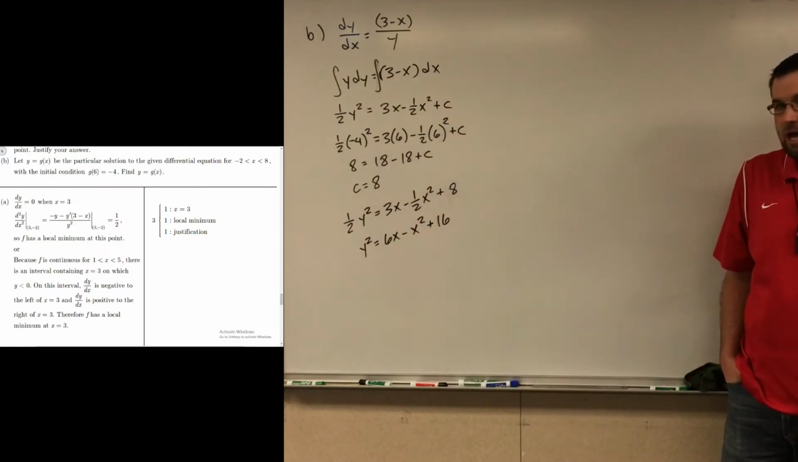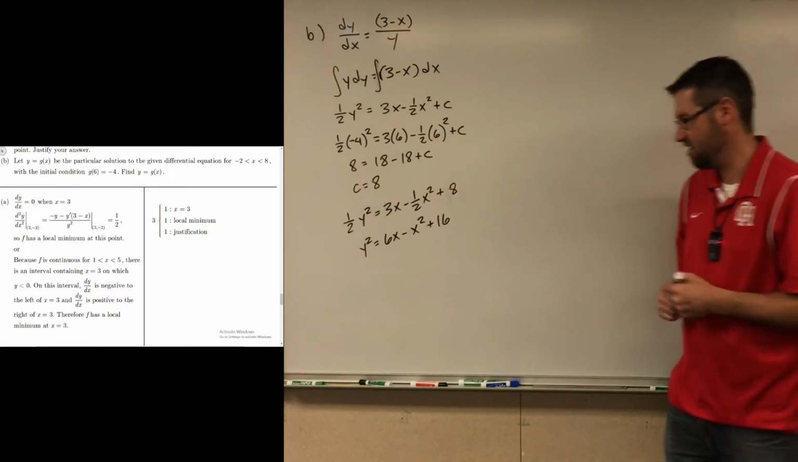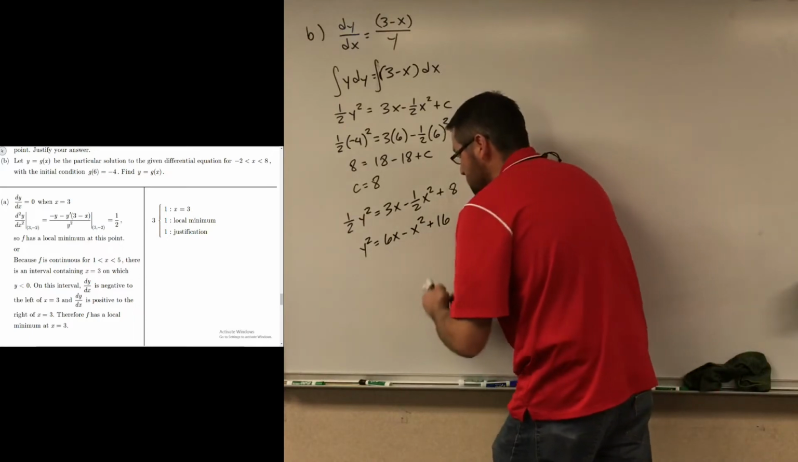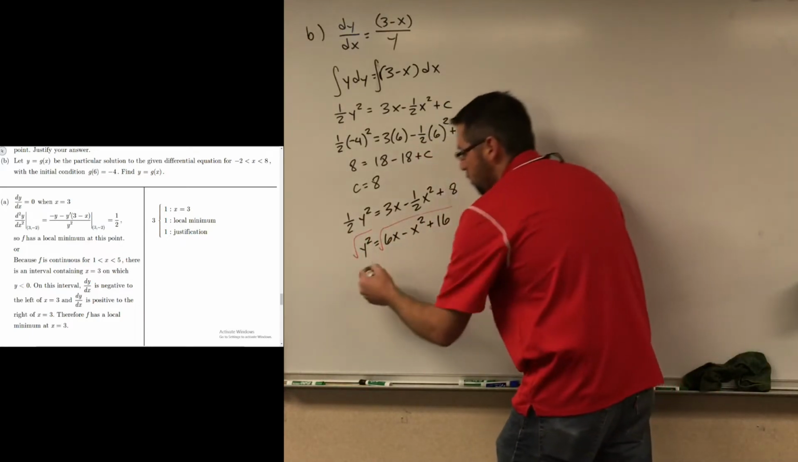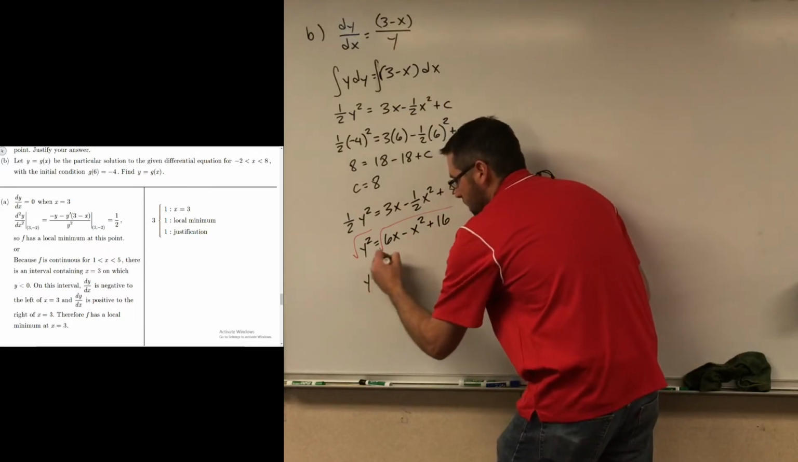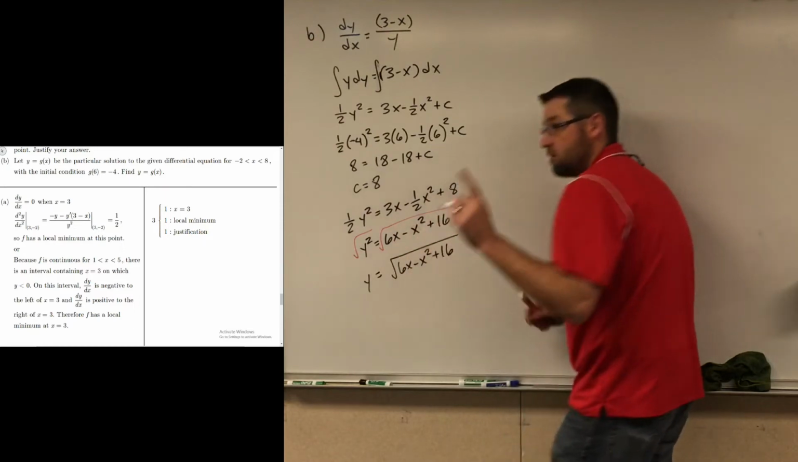Okay. Now we are going to square root everything, but this is where everybody has a hard time, and I'll explain why in a second. For the AP test, if we just put y equals the square root of that, is that right? No, but let me answer why. Okay? How would you solve this? You would square root both sides, right? So y equals the square root of 6x minus x squared plus 16. Watch this.